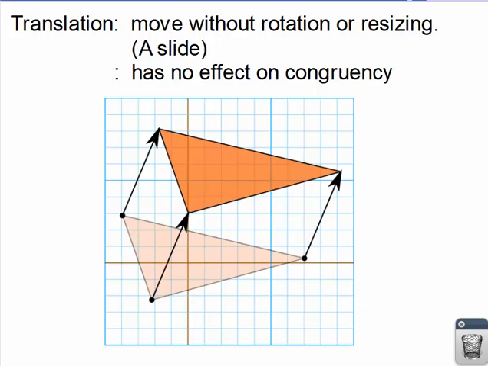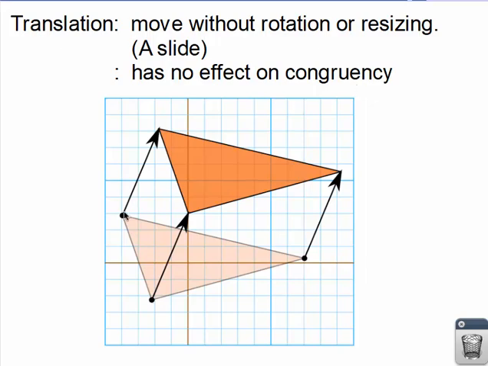Now there's a couple things that you need to know about. Does this particular transformation have any impact on congruency? And does it have any impact on orientation? A slide, if I take this figure here and slide it to this one, that's a translation. This figure and its new figure, which we call the prime figure, are they the same size? Yes, they are the same size. So a translation has no impact on congruency. Does it have any impact on orientation?